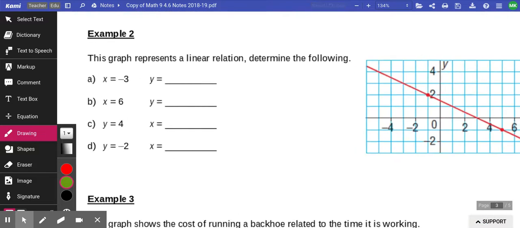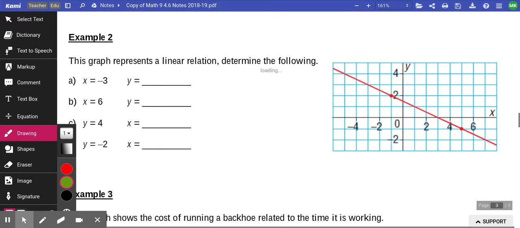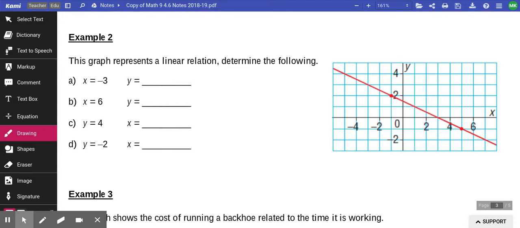Okay, we're going to try another one. So this one has no words given to it. It just has a bunch of values and a line. We're going to use that line to find values. The first thing we're going to do is find where on that line x equals -3. To figure out where x is -3 on this line, I go to my x-axis and I find where -3 is. So that green line I just drew. That's -3 for x. Agreed. That's x equals -3.